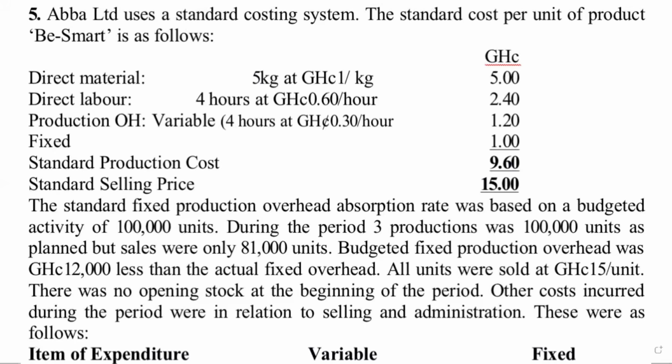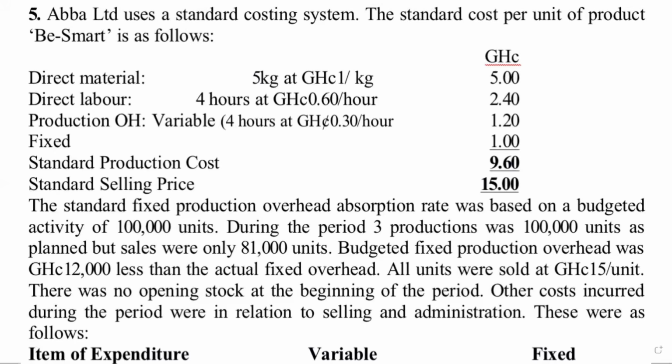So I read the question. It said, ABBA Limited uses standard costing system. The standard cost per unit of a product B-Smart is as follows. It's a direct material 5 kg at 1 cedis per kg is 5 cedis. Direct labor 4 hours at 0.6 cedis per hour is 2 cedis 40 pesos. Production overhead variable. The question has specified that it is what? Variable. So that one too is 1 cedi 20 pesos.